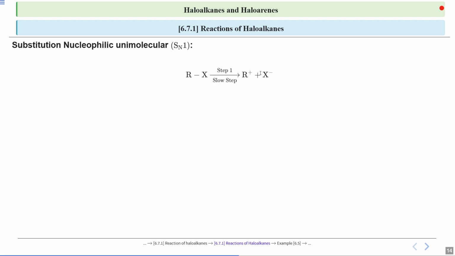So as we see, the substitution nucleophilic unimolecular reaction happens in two steps. The first step is the alkyl halide forming a carbocation, and the leaving group, or the halide ion, leaves. This is a slow step, and it is the rate determining step. The rate is dependent upon the alkyl halide concentration. The second step is the fast step, where the nucleophile attacks the carbocation from both sides and forms your final product. That is SN1, right?